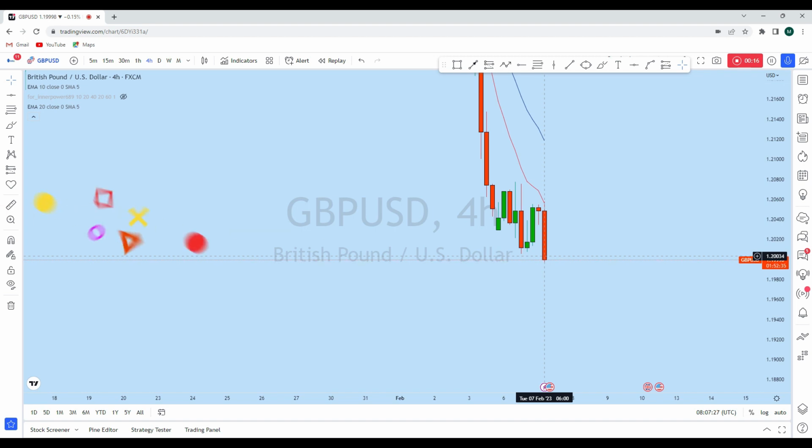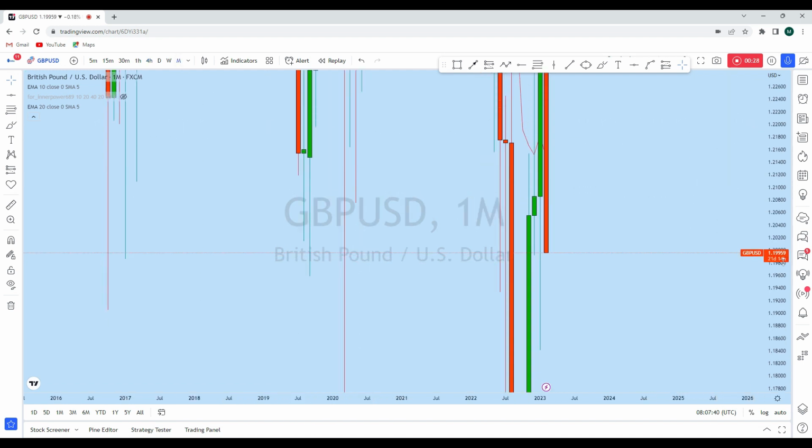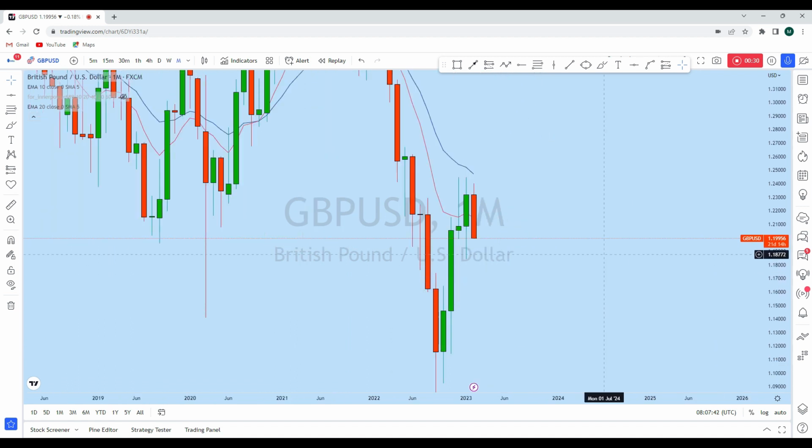Now, before we discuss how we can trade, let's look at the bigger picture to see the general direction in the market, and then we'll jump onto this lower time frame to see how we can trade GBP USD. First of all, let's look at the monthly time frame to see the overall picture in the market.